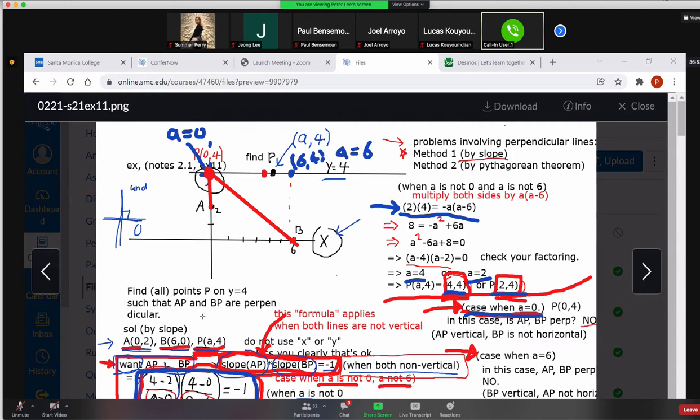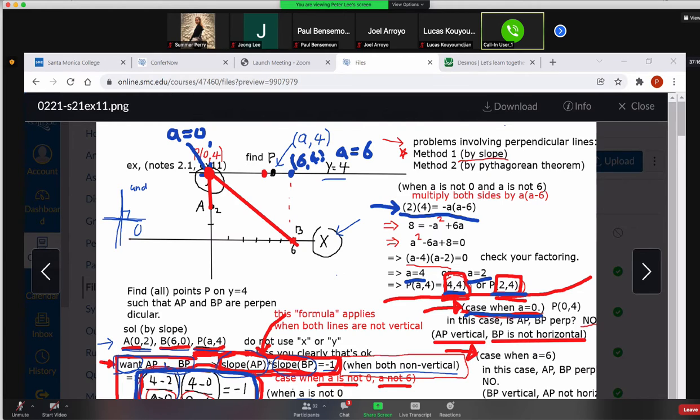How do you know that is not perpendicular? Because AP is a vertical line, but BP is not horizontal. See? So that's what I wrote down: AP is vertical, but BP is not horizontal. And therefore, the 2 lines are not perpendicular. So 0, 4 is not a solution.